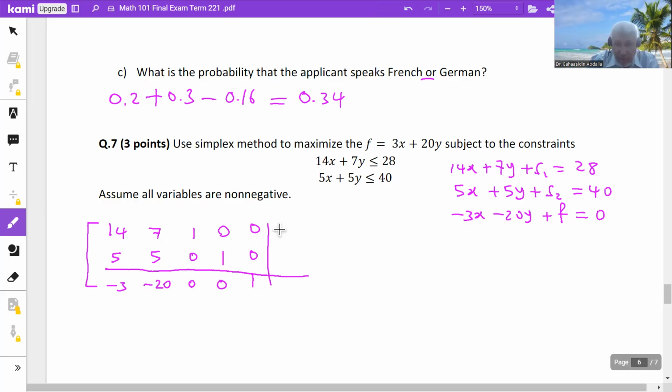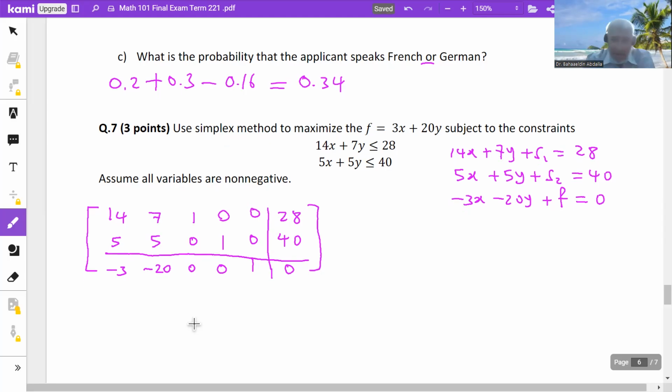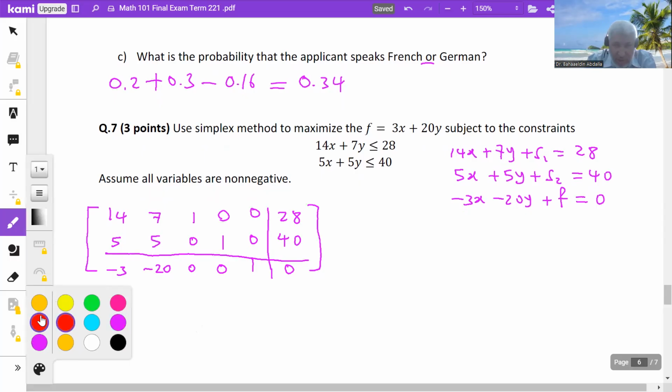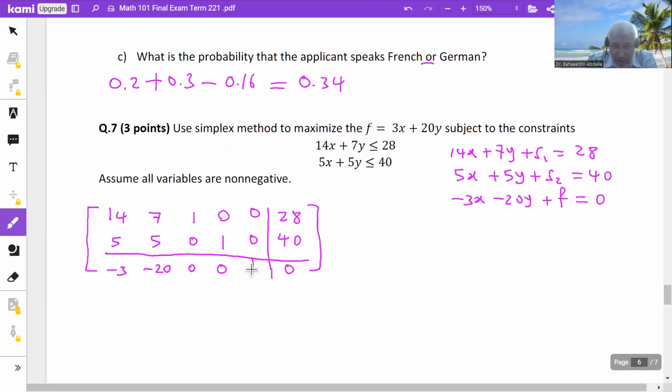Then I put the numbers outside the equations, the right-hand side of the 3 equations. This is the initial simplex tableau. Now, in the simplex method, I have to determine the pivot elements. To determine the pivot elements, I start by choosing the smallest number here. The smallest number in the last row is negative 20. So this will give me the pivot column.